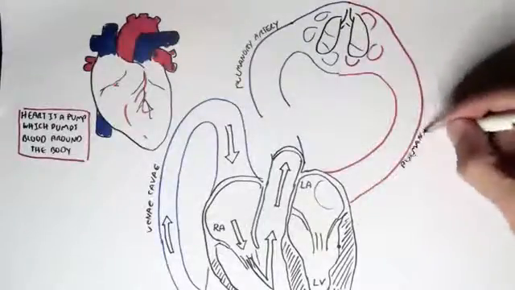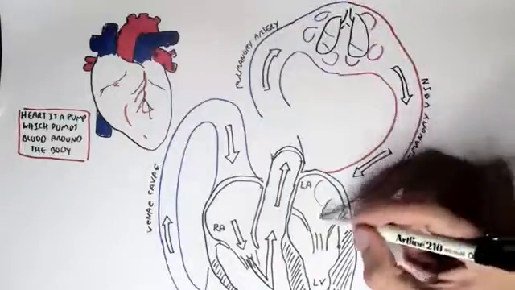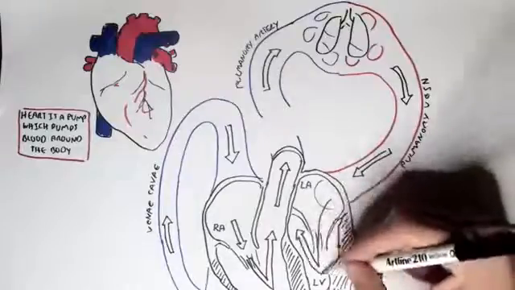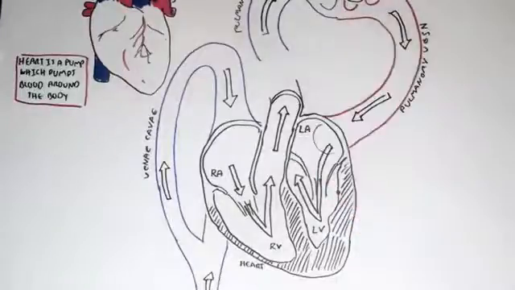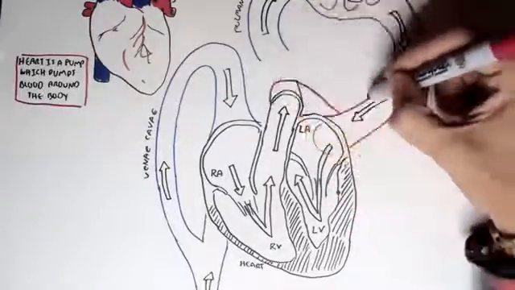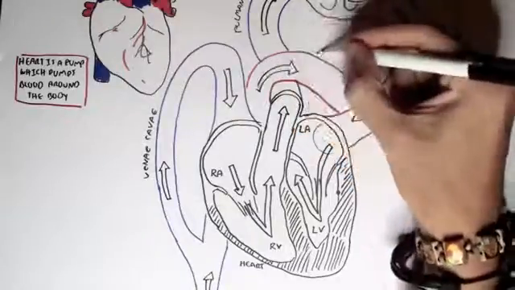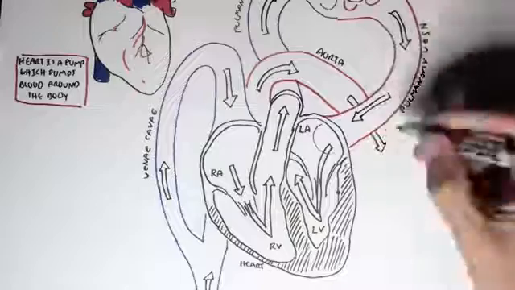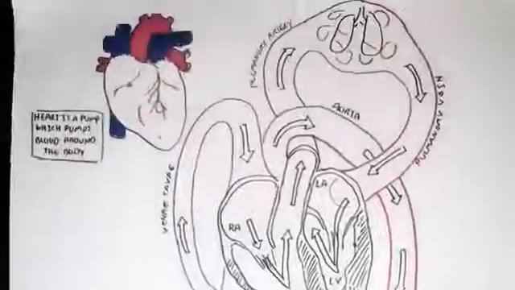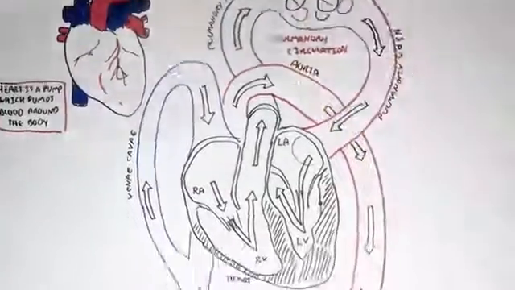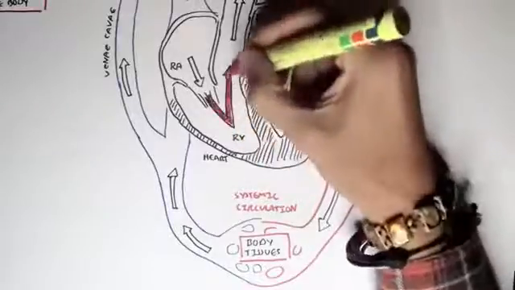This reoxygenated blood supply will travel through the pulmonary vein back towards the heart and enter the left atrium. The left ventricle, which contains most of the cardiac muscle cells, will then pump this oxygen-rich blood through the aorta towards the rest of the body, to other body tissues. And so this circulation continues. The circulation between the heart and the lungs is known as pulmonary circulation, and between the heart and the body tissues is known as systemic circulation.